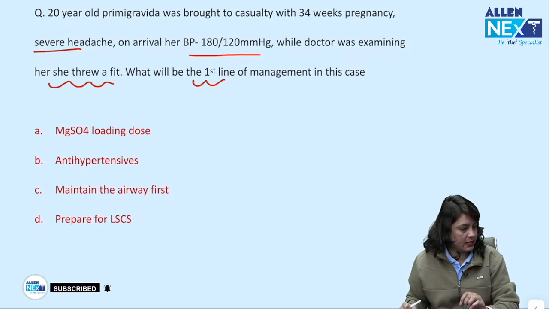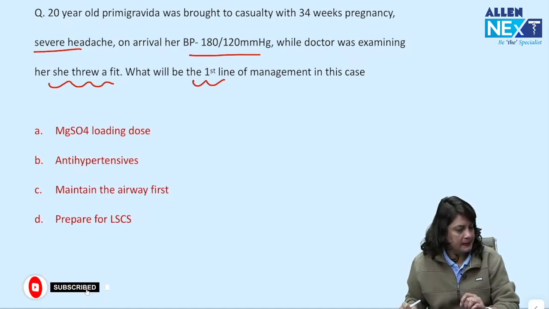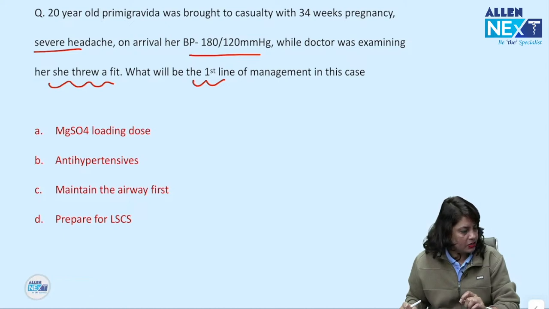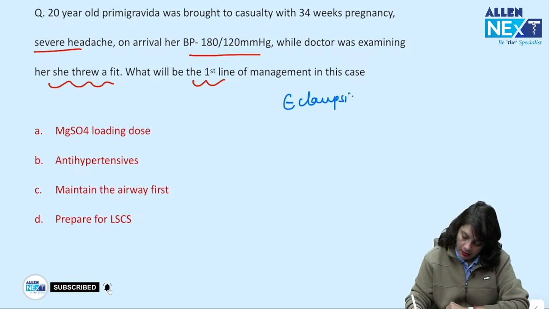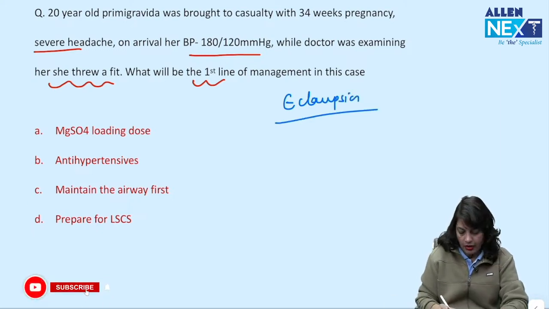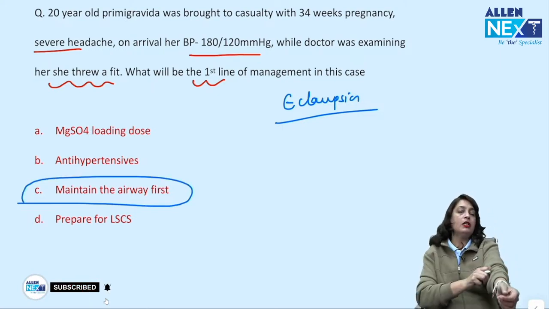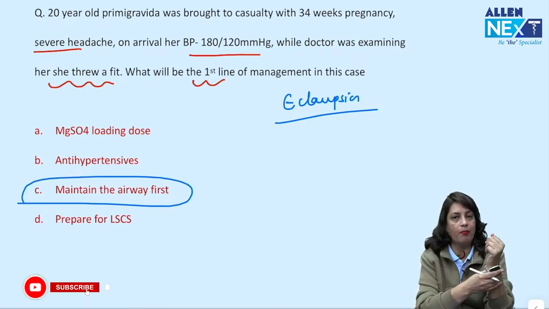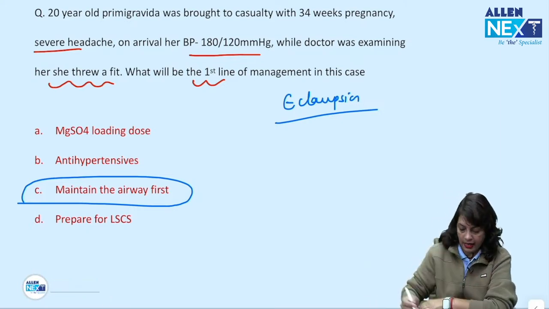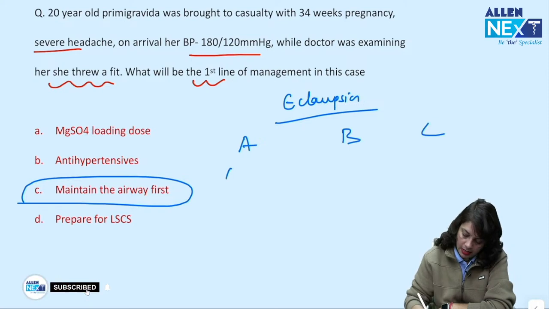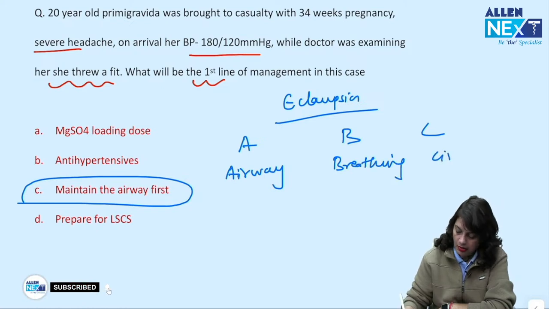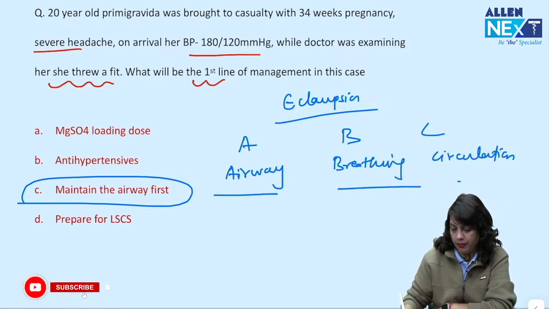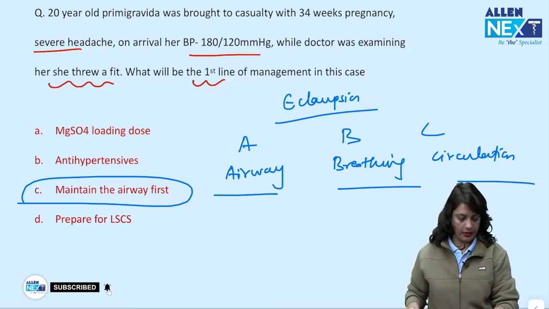You have to give me this correct answer. First line management in severe preeclampsia who has thrown a fit. Now it's a case of eclampsia. What's your answer? I would like to maintain the airway first because patient will be unconscious and tongue can fall back and she can aspirate the secretions and she can die. So always remember ABC: airway, breathing, circulation. This is very, very important.